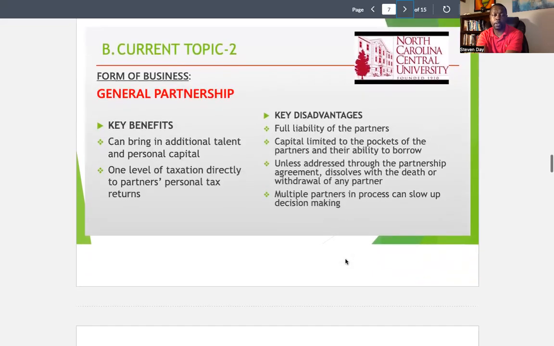A general partnership is like a marriage. Two people come together, or two or more. So the benefits: you can bring in additional talent. You have an additional pool of resources and expertise, which also adds to personal capital.